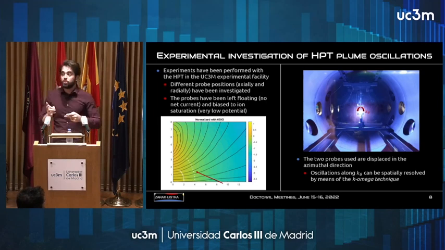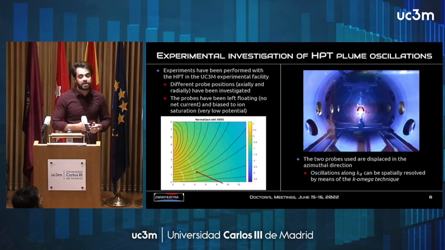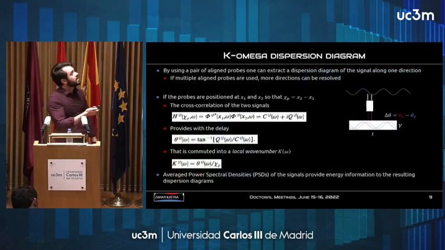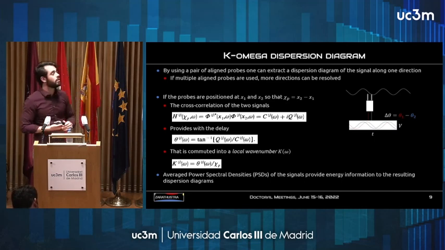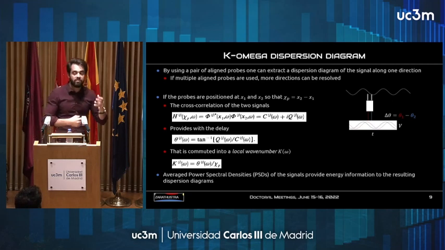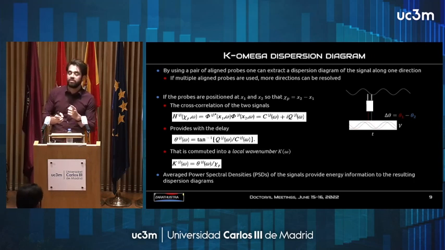We have used 2 probes for this campaign, which are displaced in the azimuthal direction in a way that you can spatially resolve the oscillations happening in the azimuthal direction by means of the k-omega technique. The k-omega technique allows you to extract a dispersion diagram of a signal using only 2 probes. Imagine you have a wave traveling to the right, and you have your array of probes. If the wave is traveling to the right, the signal will hit the first probe first and the second probe later, so that the 2 signals will have a phase difference.